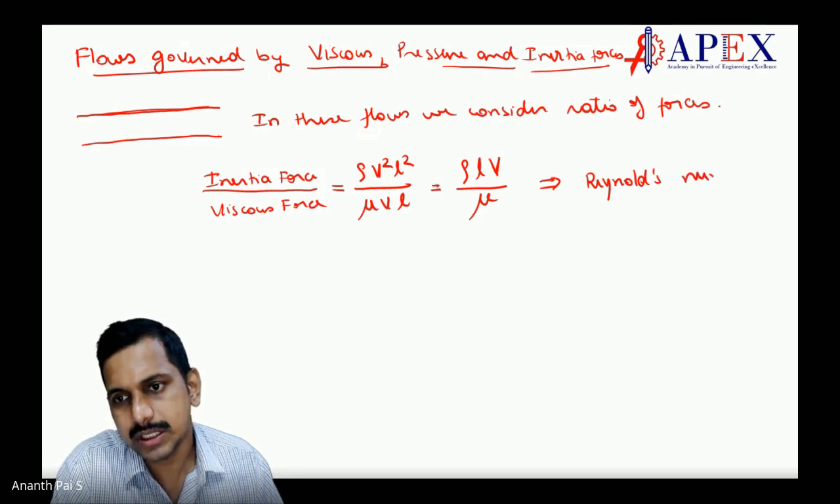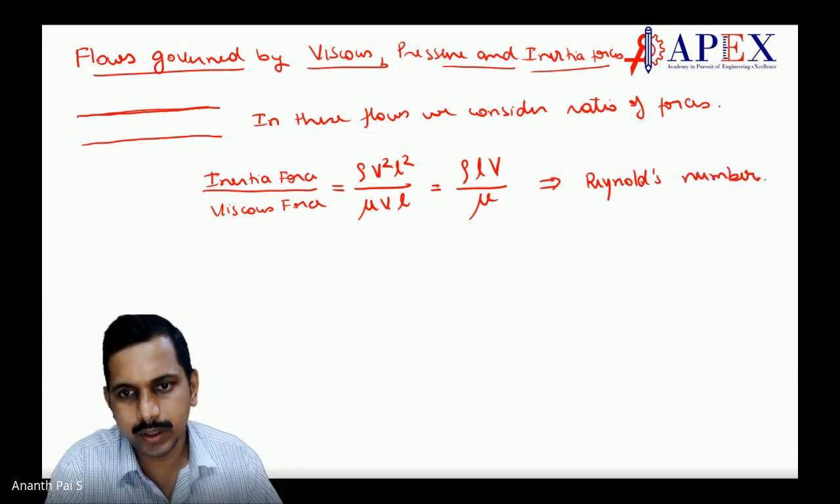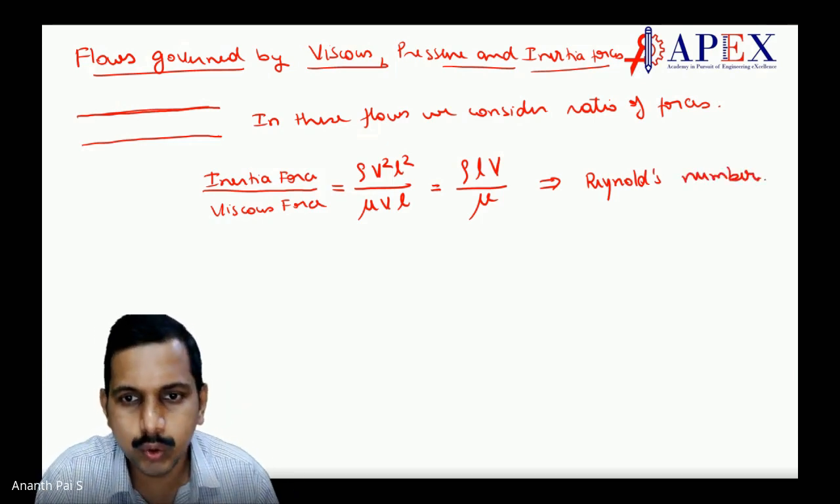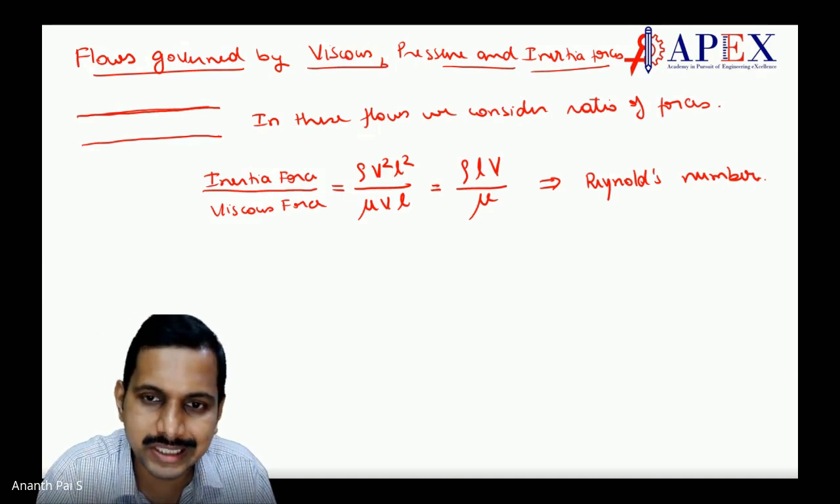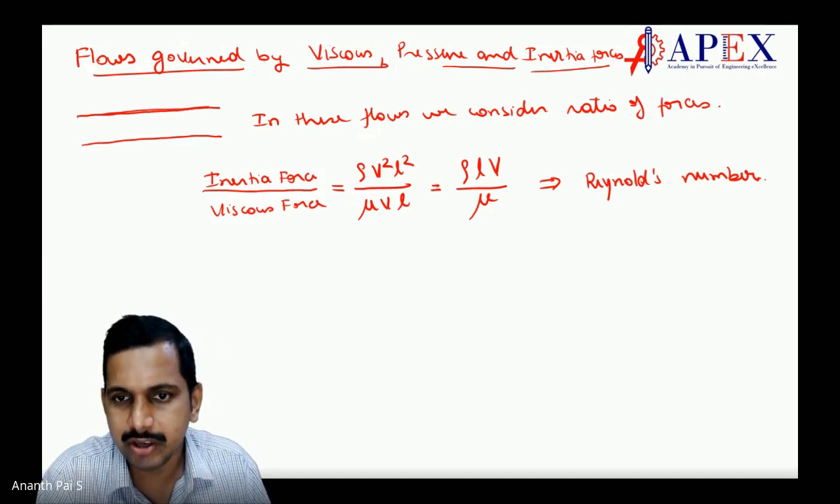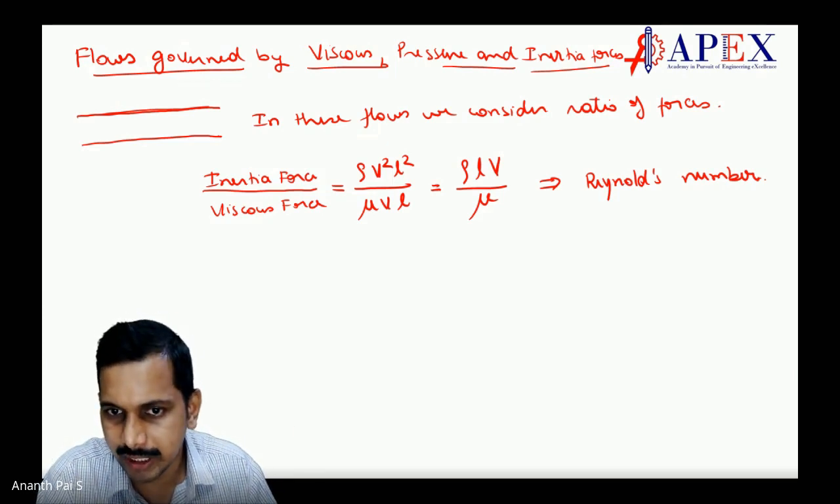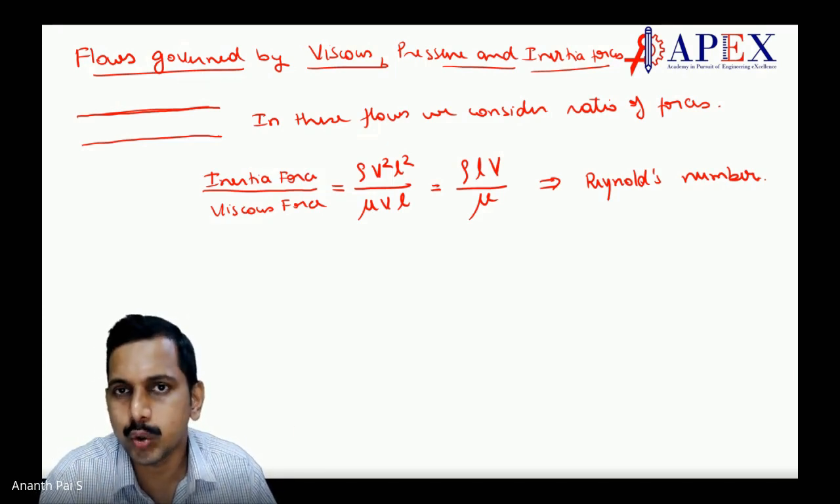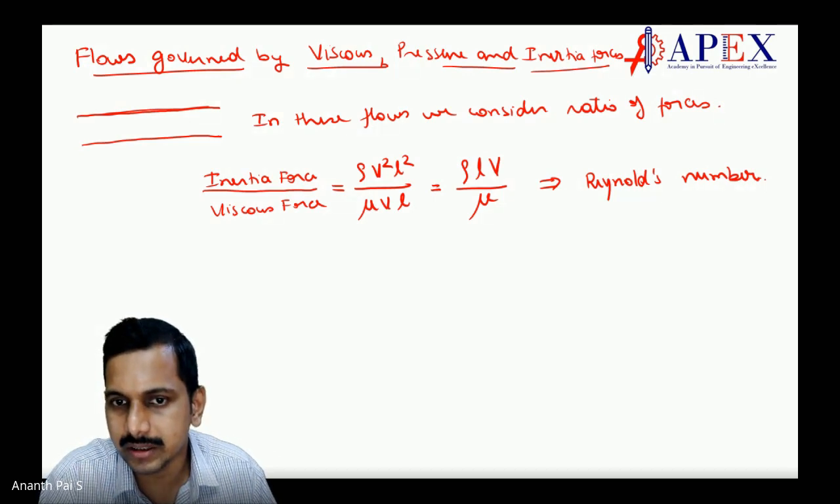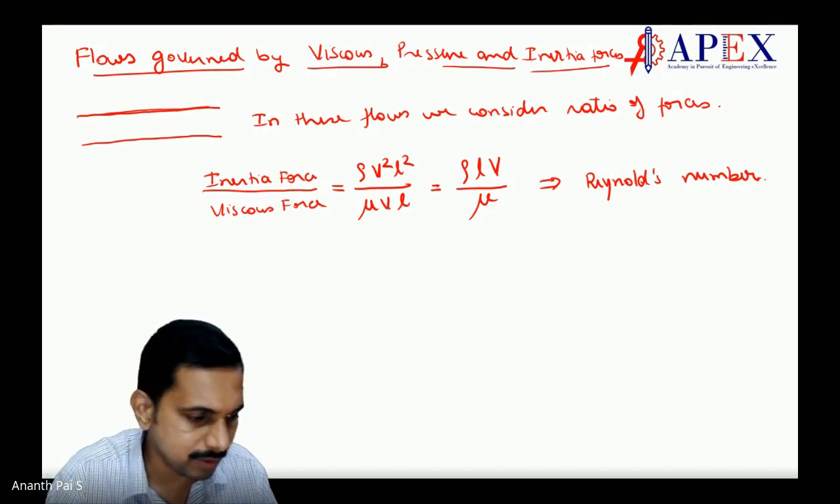All these things are very, very easy ones. Okay, you would know this. So rho L V over mu. Now here we have to understand L is the characteristic length, V is the velocity, mu is the dynamic viscosity, rho is the density of the fluid. Okay, very important.